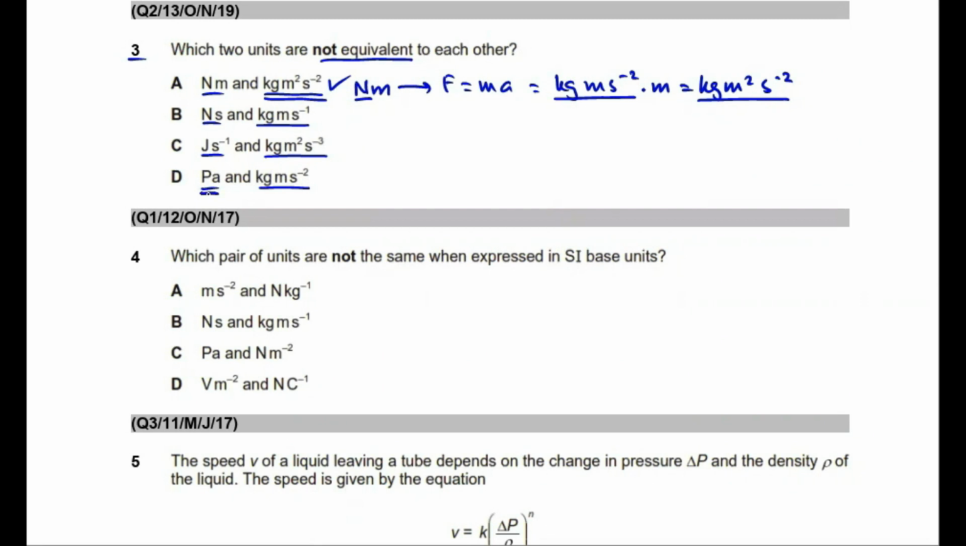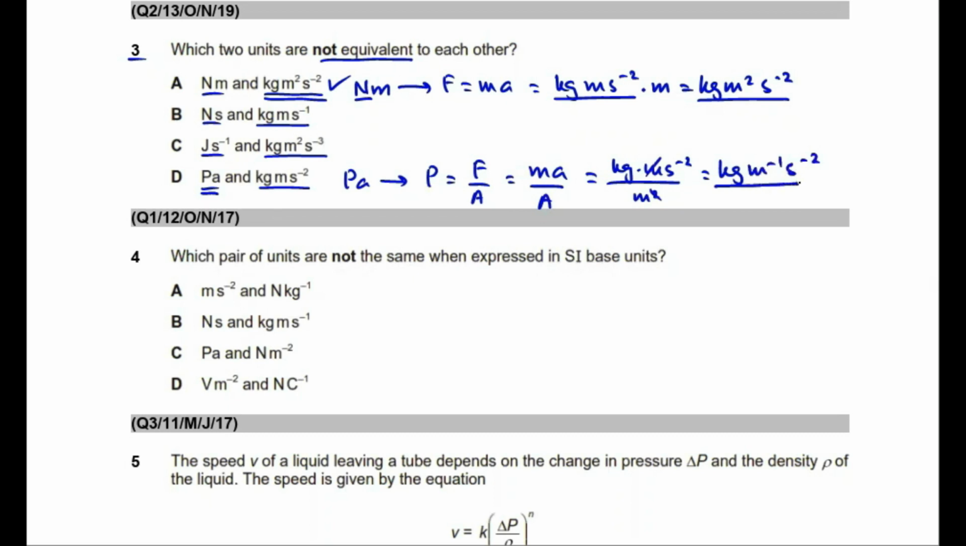See students, Pascal is the SI unit of pressure and pressure is given by the expression F over A, where F is force and A is area. Students, force is given by the expression ma, where m is mass, a is acceleration, capital A is area. m is mass, its SI base unit is kilogram, a is acceleration, its SI base units are meter per second squared, capital A is area, its SI base units are meter squared. Students, this whole expression simplifies to kilogram per meter per second squared.